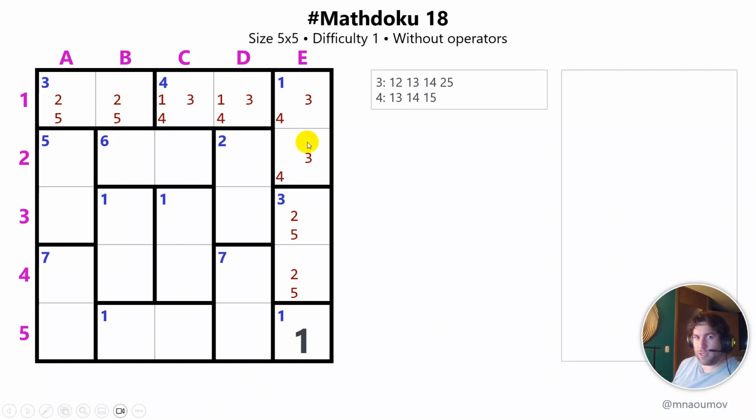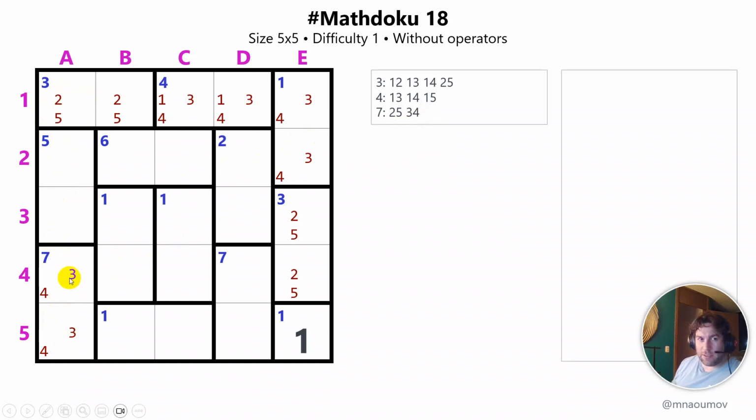Alright, let's go to the next cage. It's this one. How can we get number 7? Number 7 can be 2, 5 or 3, 4. However, it cannot be 2, 5 because we already have 2, 5 in this cage. We can't have both of them in this case, so it has to be the other option, which is 3, 4.